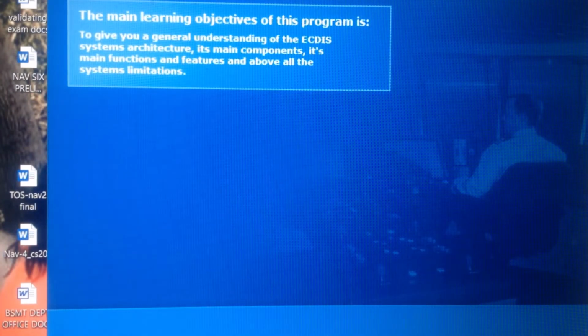The main learning objectives of this program are to give you a general understanding of the ECDIS system's architecture, its main components, its main functions and features, and above all, the system's limitations.